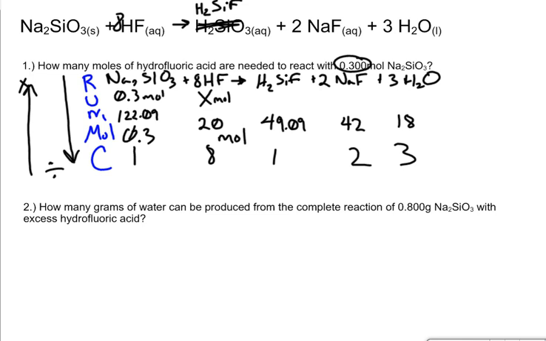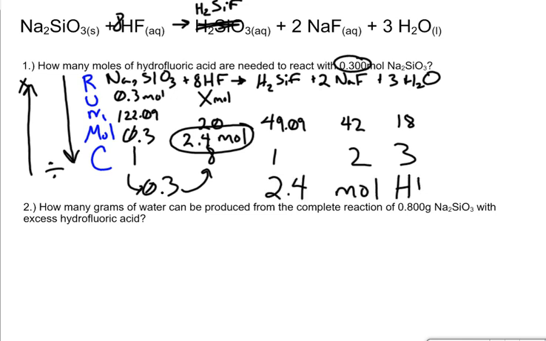So 3 divided by 1 is 3.0. Now that I have this number down here, I can go elsewhere and go up. I can go up here. So 3.0 times 8 is 24. I have 24 moles of hydrofluoric acid. Check to make sure we have the right number of sig figs. 3 sig figs. This is only 2, so we'll add a 0. Gives me a good 2 sig figs.